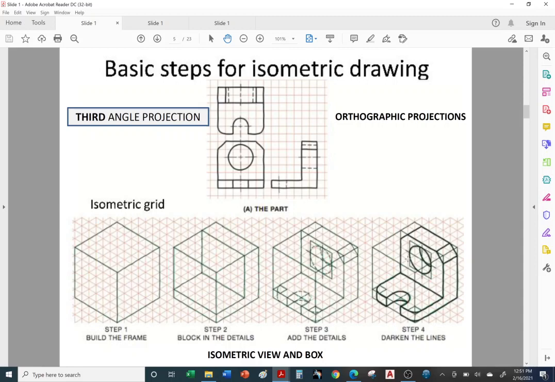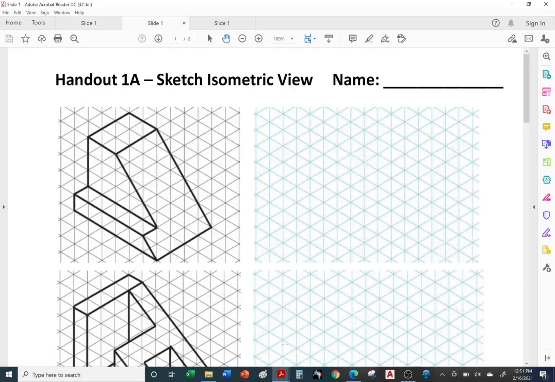Once again, if you want to learn more about how to create isometric views, you can go into chapter 5 of your textbook. For our assignment, we're not going to spend a lot of time on isometric views. We're only going to spend one assignment on them. So your first handout 1A. You are to take the image on the left and duplicate it on the right. If you want to draw a box around it first, again, imagine making a custom-made box, perfect size for this part. And you can also use the grid to draw the part.